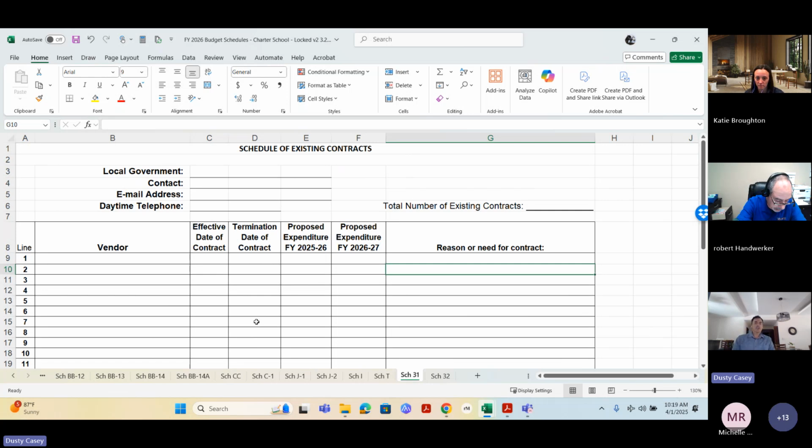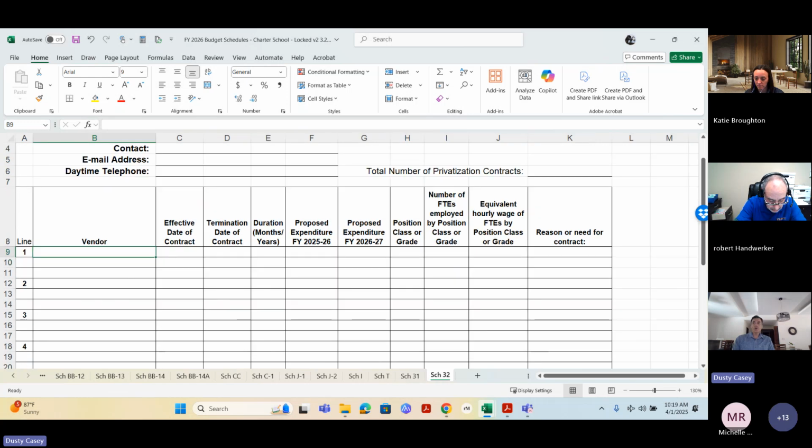And again, I would encourage you to read through the contracts, and that's on, it looks like, page 9 of the instructions. Now, Schedule 32. These are what they call privatization contracts. So this is where you would list contracts for things like temp agencies. So if you're using a hiring agency or a temp agency to hire classroom aides, for example, because you can't find any, maybe you're paying a company to help you line up your subs and they're actually paying the subs. So again, kind of like a temp agency, you would list those contracts here because those are positions that maybe in a perfect world you would have in-house.